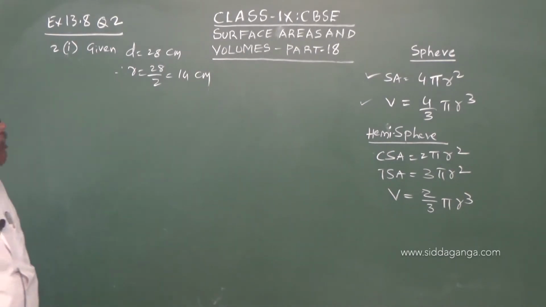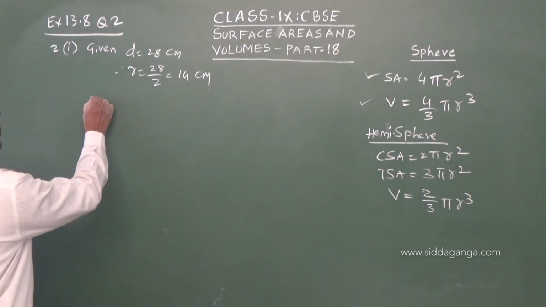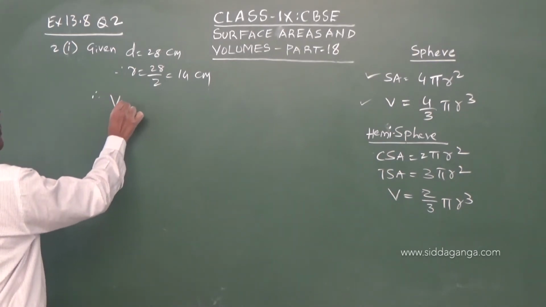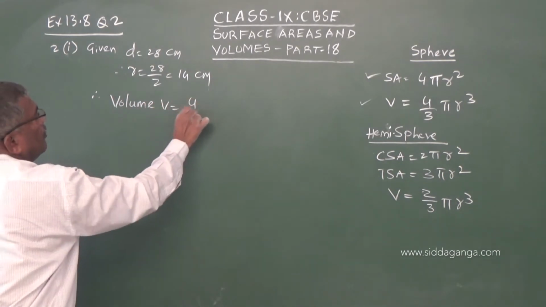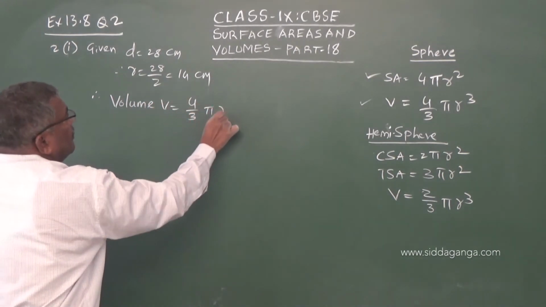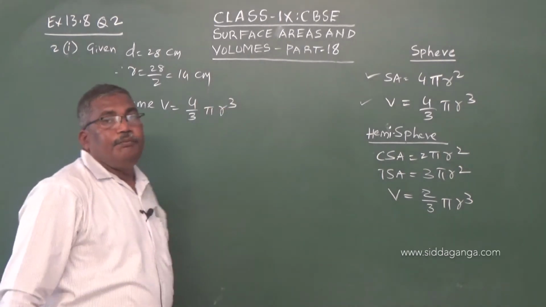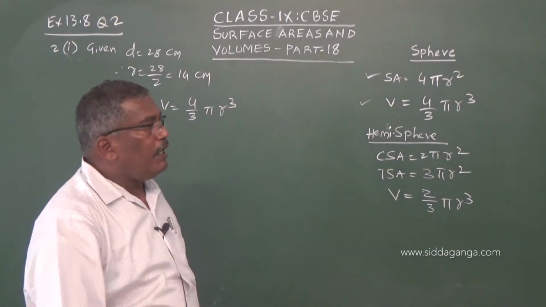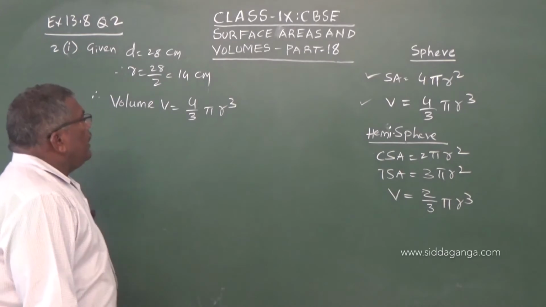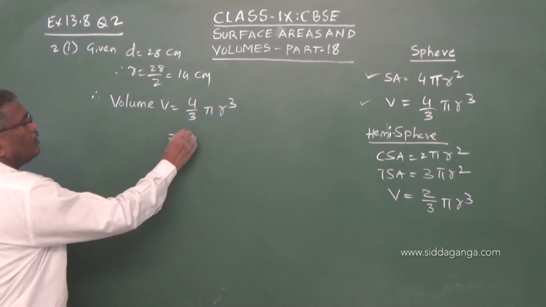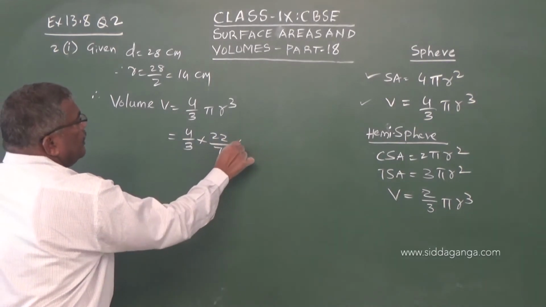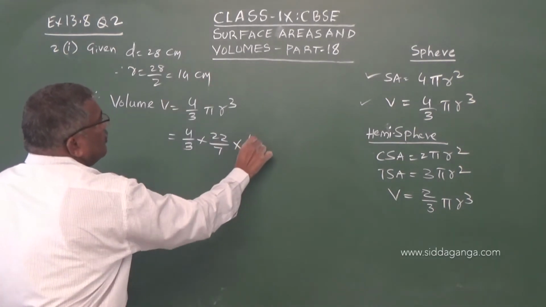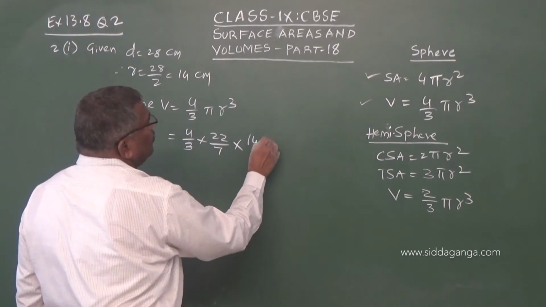Given diameter is equal to 28 centimeter. Therefore, radius is equal to 28 by 2, which is 14 centimeter. So we have to calculate the volume. Therefore, volume V is equal to 4 by 3 pi r cube. Always write the formula and then apply. So this is equal to 4 by 3 into 22 by 7 into r, given as 14 cube.